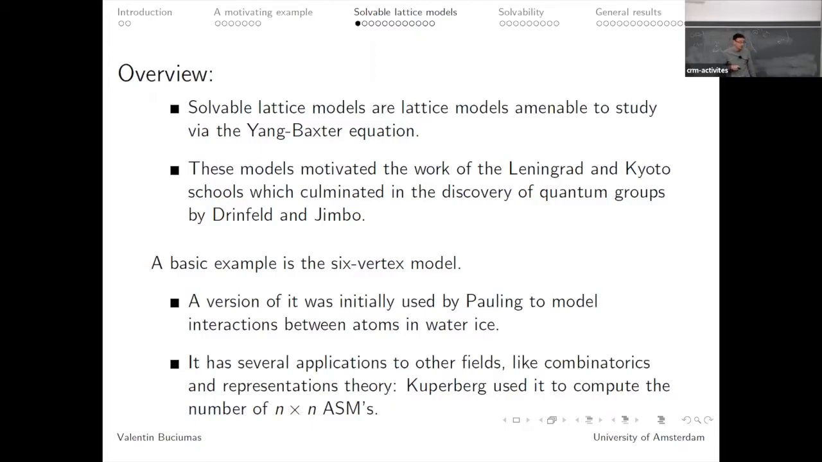And one of the most interesting applications, in my opinion, is Kuperberg's application. So Kuperberg used a six-vertex model to compute the number of n by n alternating sign matrices.